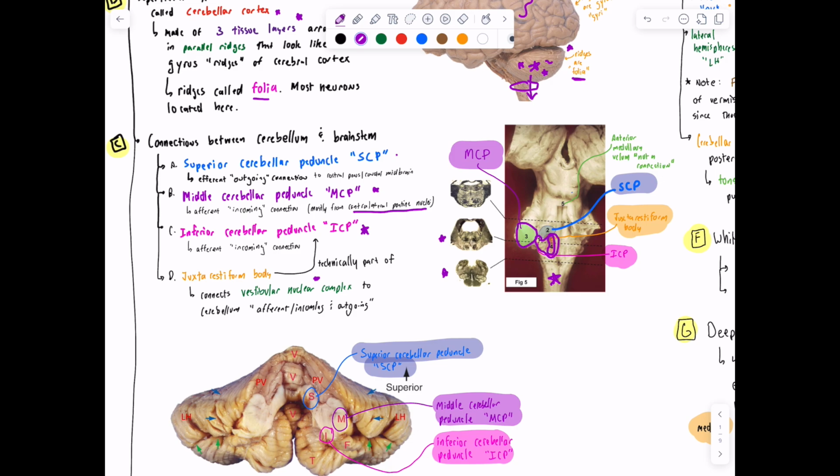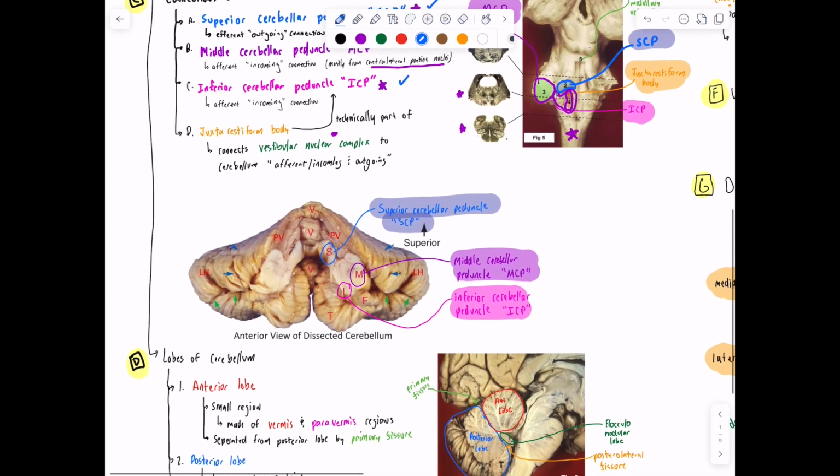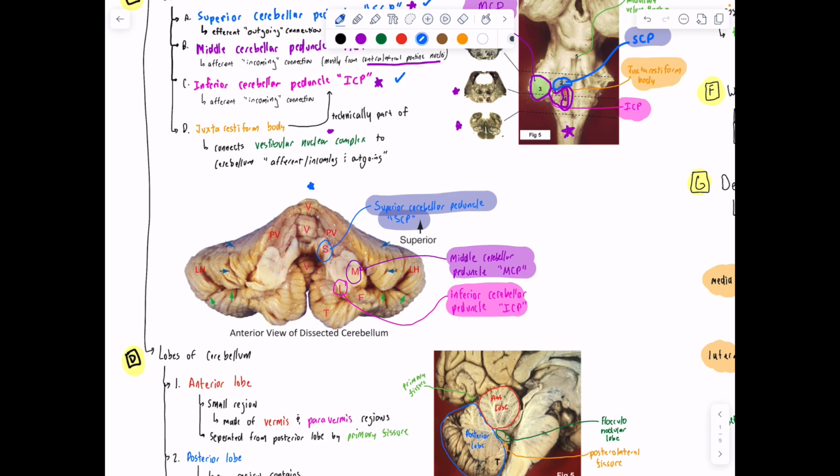And then finally, we have the outgoing peduncle, the superior cerebellar peduncle, and again, this is just the outgoing one. So 2 incoming to the cerebellum and 1 outgoing. All right, so what does that look like in a dissected cerebellum? This region right here that we're staring at would be the part adjacent to the brainstem, and this region right here are the peduncles. We have the inferior peduncle, the middle peduncle, and then the superior outgoing peduncle. And part of this would be the juxtarestiform body.